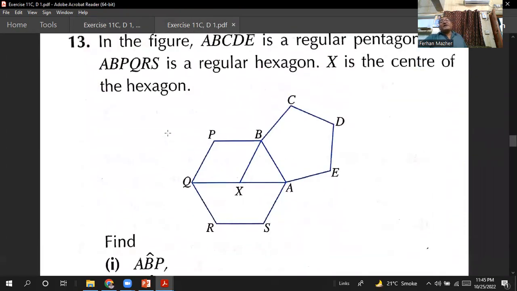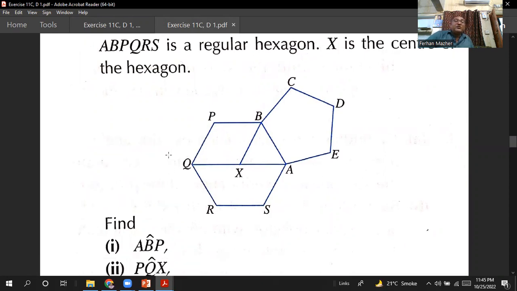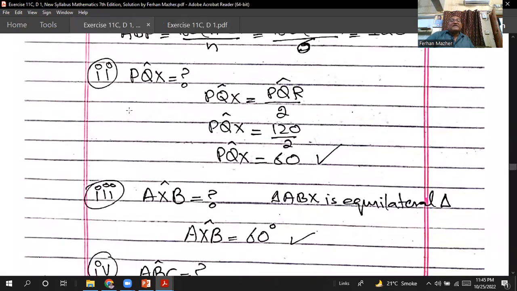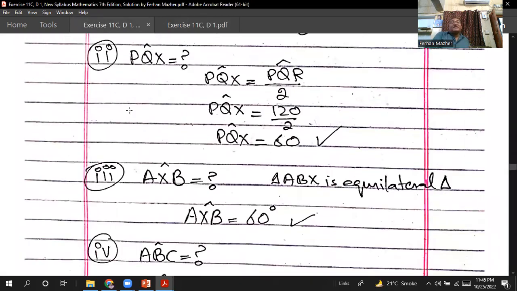Their next question is to find the PQX. So they want PQX. This angle PQR is 120 degrees. The PQX, because this line will bisect that angle PQR, which is 120 degrees. So the PQX will be half of the 120. So you can see the PQX is equal to the PQR divided by 2, and the PQX will be equal to 120 divided by 2. So the PQX will be equal to 60 degrees. So this is how you find the PQX.